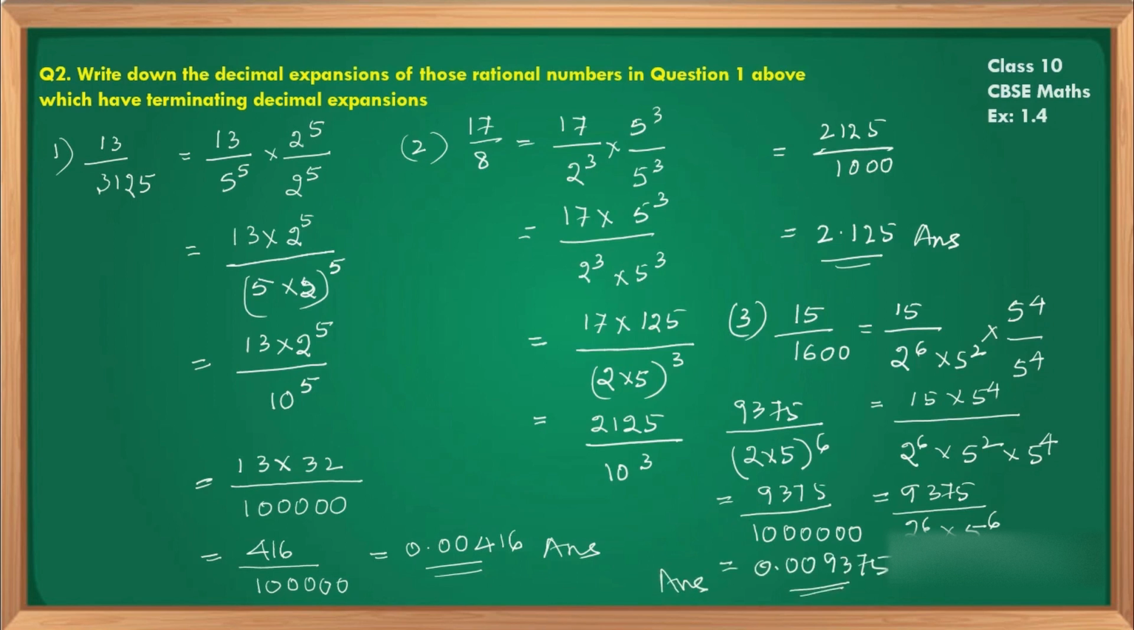Now we have completed 3 questions. We are going to solve the next question on the next page. The next question is 23 divided by 2 cube and 5 square. Here we have 2 and 5 in the denominator, but with different powers. The higher power is 3, that is for 2, and you are running short of 1 for the digit 5. So you have to multiply 5 to the power 1 in the numerator as well as in the denominator.